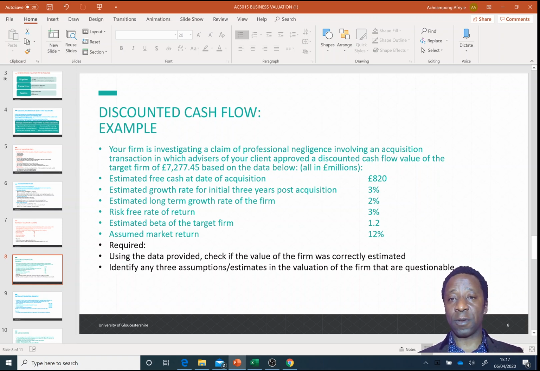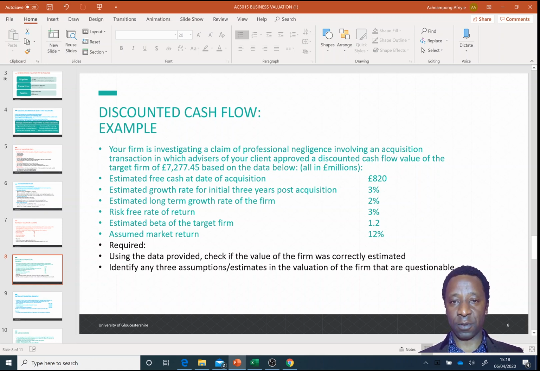But what we're saying is if we knew how much cash flows will be made in the future, we can then discount them to their present value, right? Discounting because of the time value of money. So we forecast a set of future cash flows and we discount them at an appropriate cost of capital. I think you saw that in the previous Spot the Error activity as well. So let me take you through this. We are investigating because somebody has valued a firm and they came up with a value of 7,277.45. There are disputes, so we have been called upon to check to see if this is a reasonable estimate. We've been given the free cash flow at a given point in time.